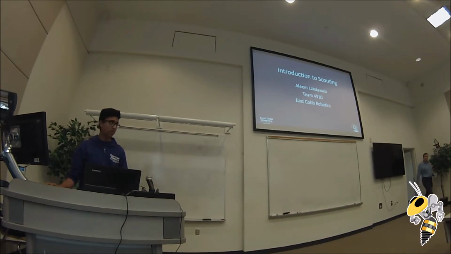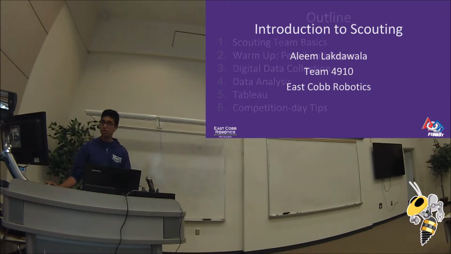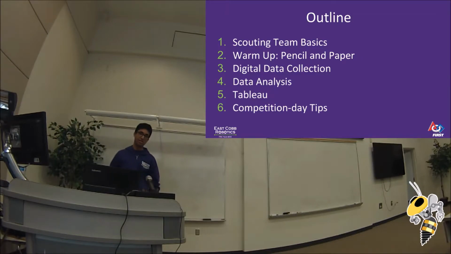Before we start today, I would like to give you a small outline of what we're going to be doing. We're going to start off with scouting team basics. What is it and why do we need it? Then we're going to go through the three different levels of scouting. In between, I'll be showing you how to implement statistical formulas to ameliorate your own program. And finally, I'll go over how to implement this into an actual competition.